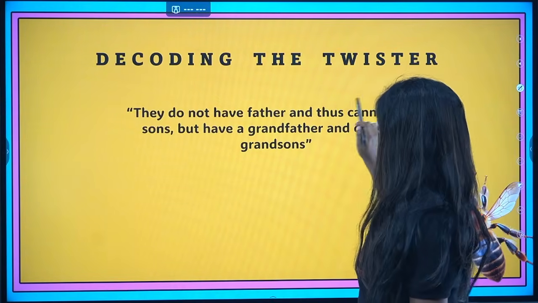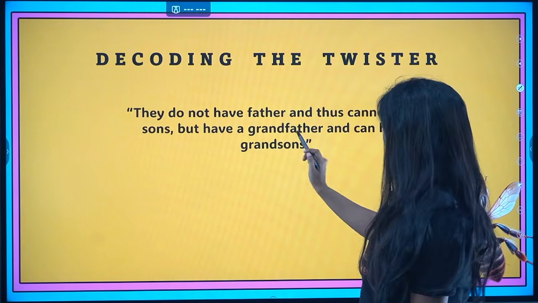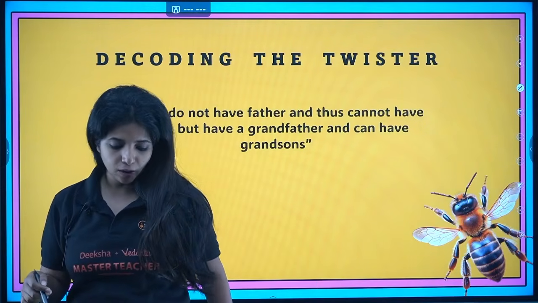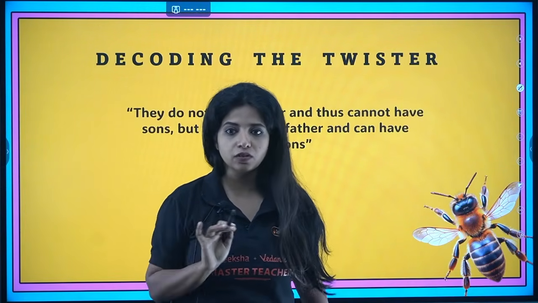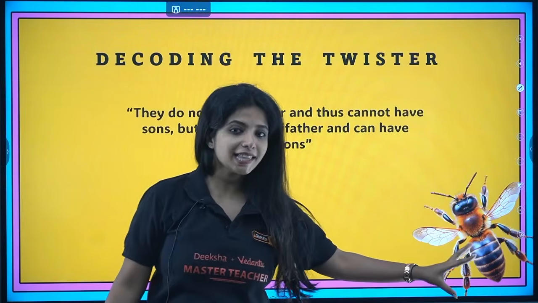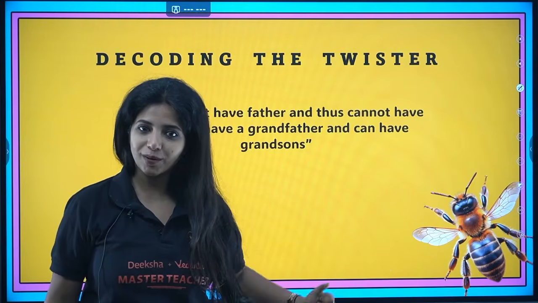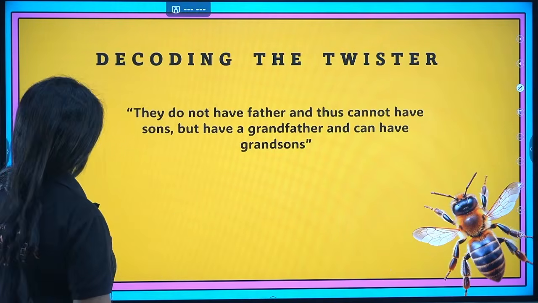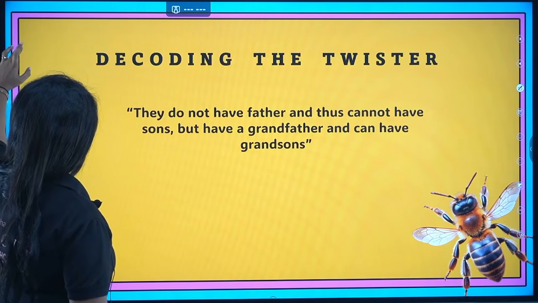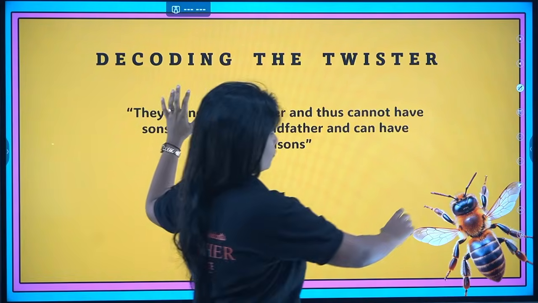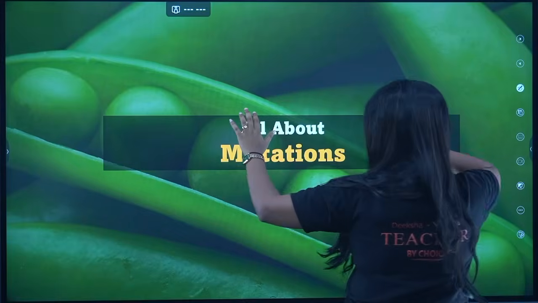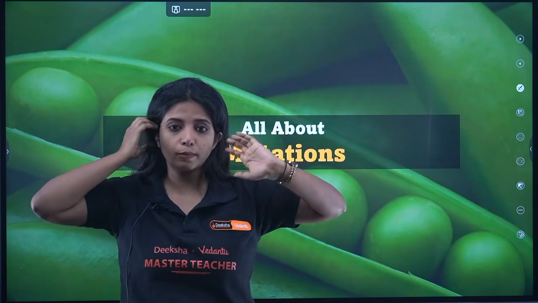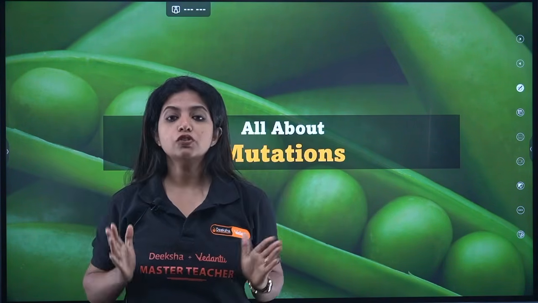They do not have father, thus cannot have sons, but have grandfather and can have grandsons. So, since there is no father, we cannot say there is son. Also, we say there is grandfather and grandson relationship happening in the case of honeybees. Okay, do not write parthenocarpy. I am telling you again. Parthenocarpy is seen in the case of flowers. That is different. Parthenocarpy is the formation of a fruit without fertilization. That is parthenocarpy. This is parthenogenesis.